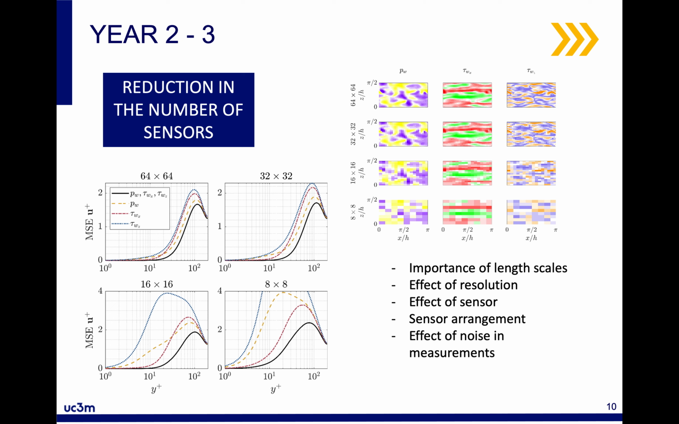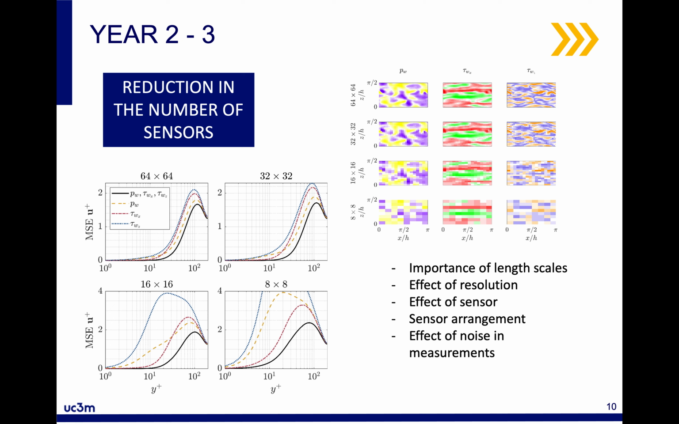And then in year two and year three, I started proposing some alternatives to the methodology we presented with the 3D GAN, basically trying to challenge somehow the methodology to do the same thing, to estimate the same thing using less sensors and less information as input.